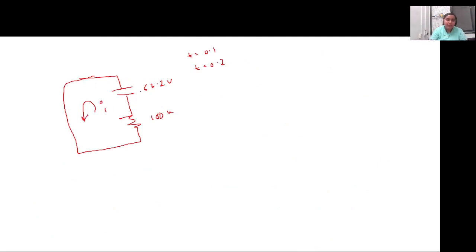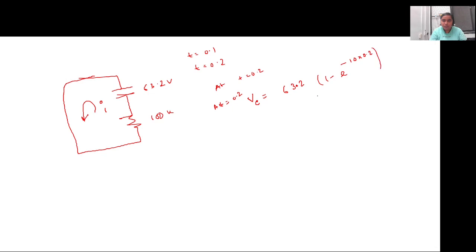Now this current is like this capacitor is slowly getting discharged. So at t equal to 0.2, let's calculate what it will be. So it is 63.2, 1 minus e to the power, so it is 10.